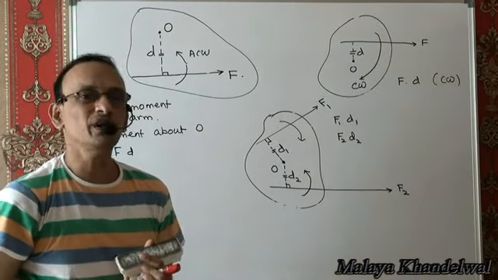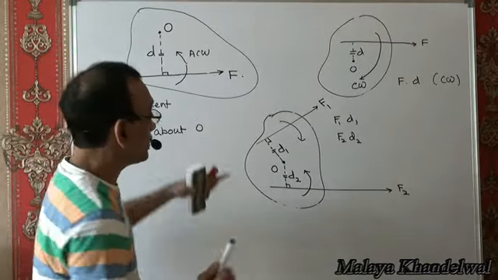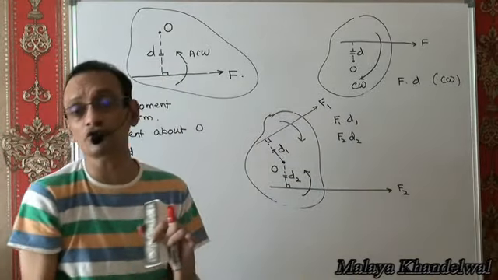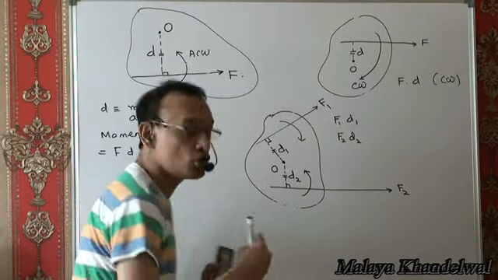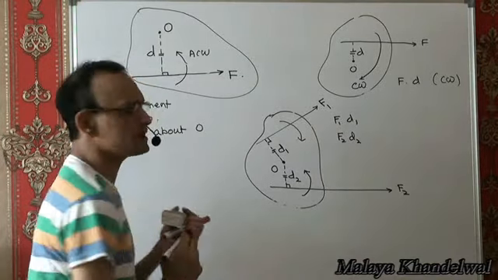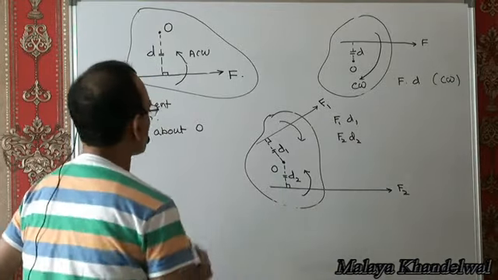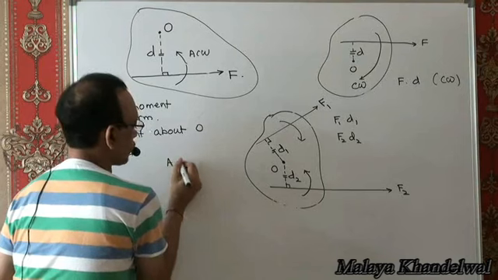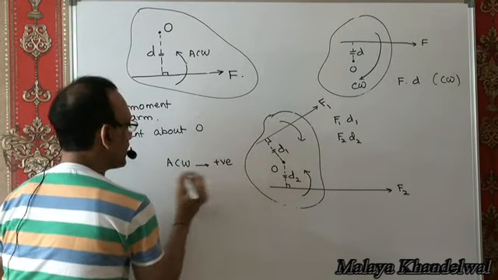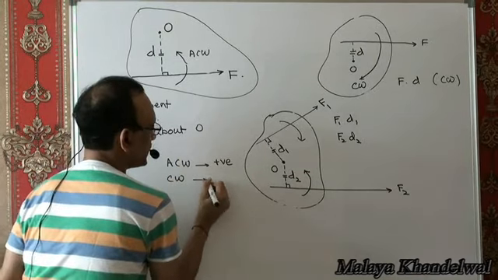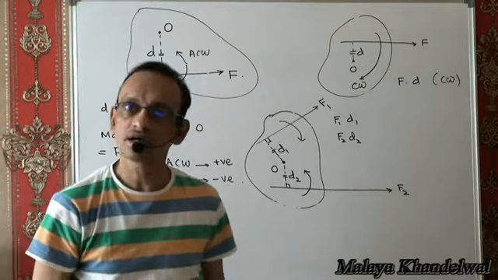Now we can look upon the whole thing as a net turning effect. Whether under the influence of these two forces there is going to be a clockwise turning effect or an anti-clockwise turning effect. For that, let's adopt a sign convention. And it's your choice. We can say all anti-clockwise (ACW) turning to be deemed as positive and all clockwise to be deemed as negative. Anti-clockwise positive and clockwise negative.